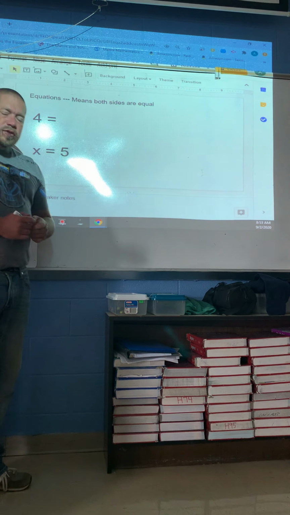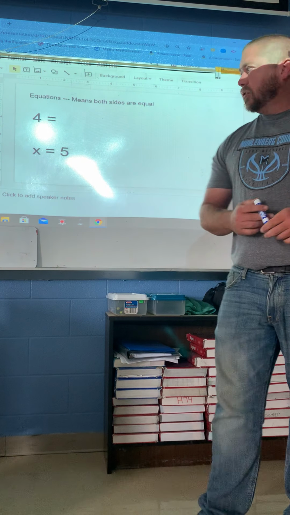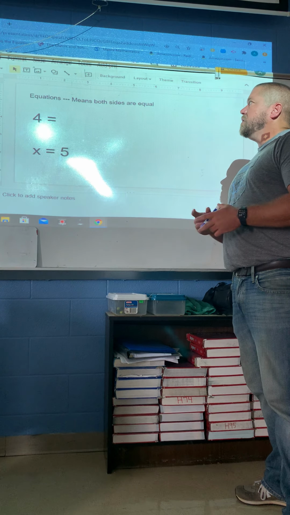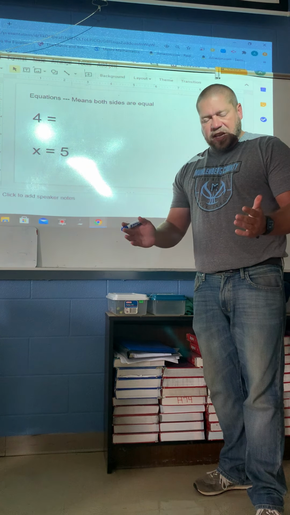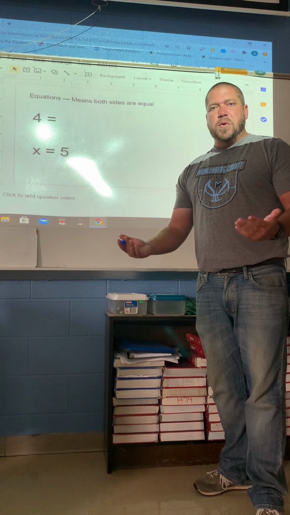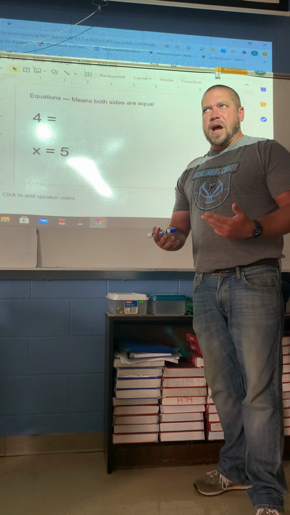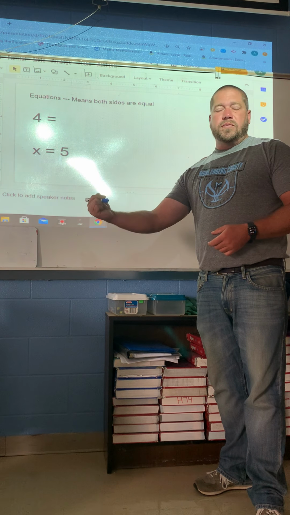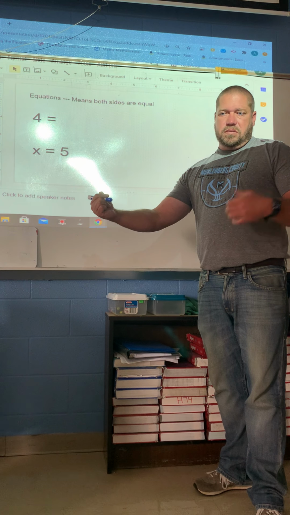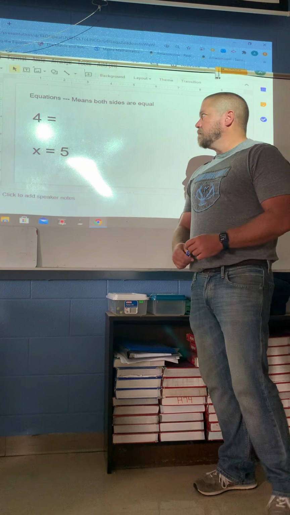So taking that idea and going into equations: equations mean both sides are equal. Just like that canoe, to keep it balanced and from tipping over, you have to have equal weight on both sides. Same with the scale. To keep that scale balanced, you have to put the same weight on both sides. If you take a weight off one side of the scale, it's going to tilt, so you have to take the same weight off both sides.